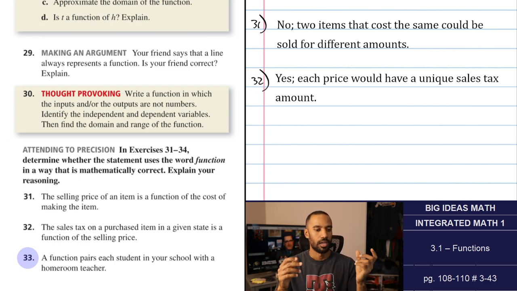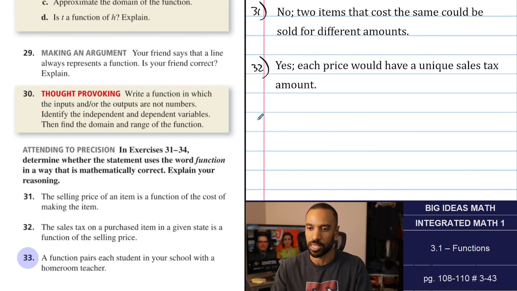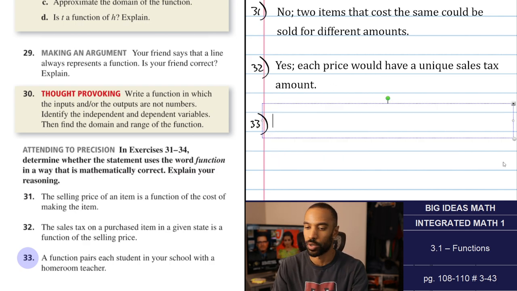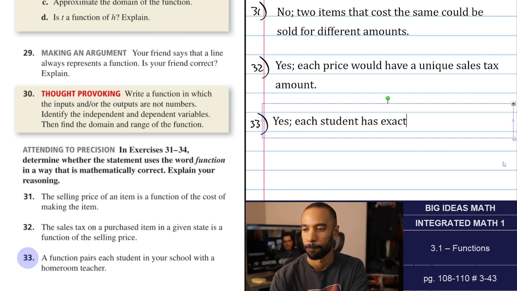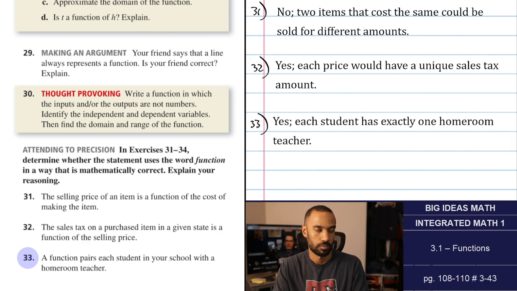They're saying a function pairs each student with a homeroom teacher. Yeah, so students are the input, homeroom teacher is the output. So I think that's a yes. Each student has exactly one homeroom teacher. They don't have two or three. Does each homeroom teacher have exactly one student? No. But that's not the way they mean it.